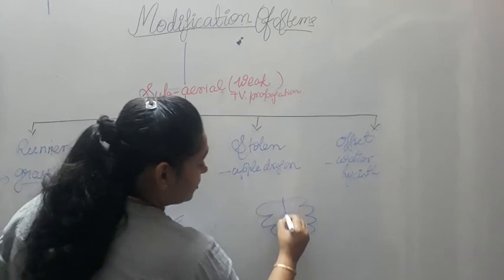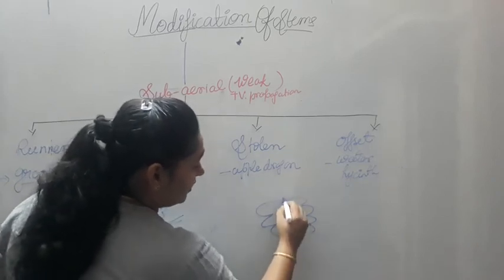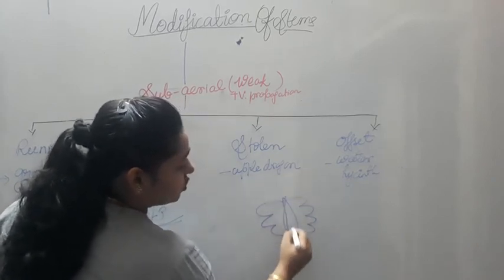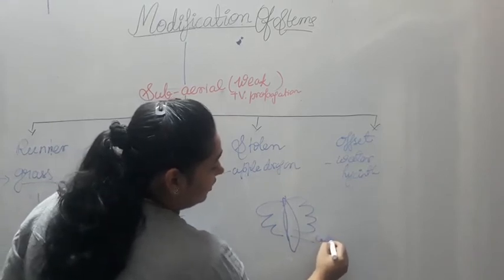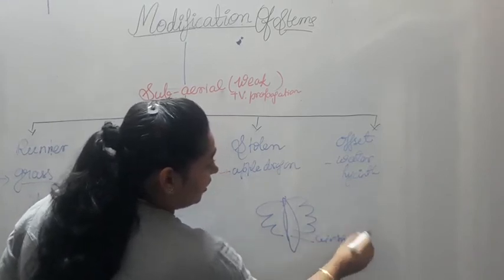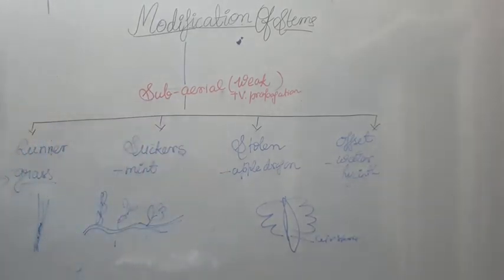So in water hyacinths, you will see their leaves are somewhat like this, their body is somewhat like this, swollen, which has air space in it. So these are the 4 different examples of the subaerial part, which is weak and meant for vegetative propagation, like runners of grass, suckers of mint, stolon of dragon fruit, offset of water hyacinth.